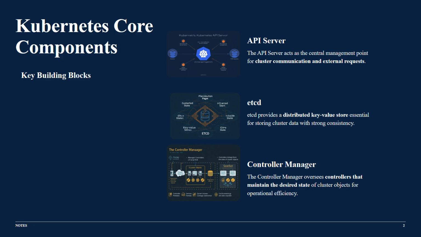Here the key building blocks are the API server. The API server acts as the central management point for cluster communication and external requests. etcd provides a distributed key-value storage essential for storing cluster data with strong consistency. Controller manager. The controller manager oversees controllers that maintain the desired state of cluster objects for operational efficiency.